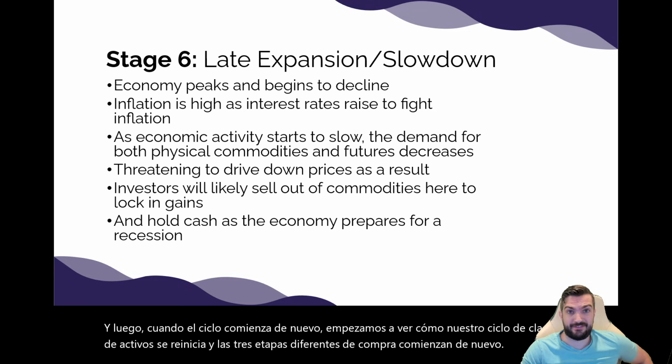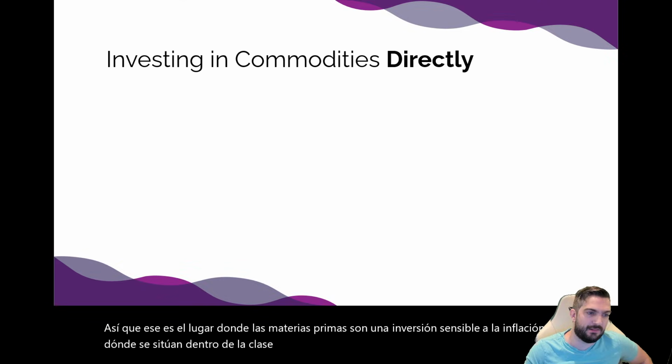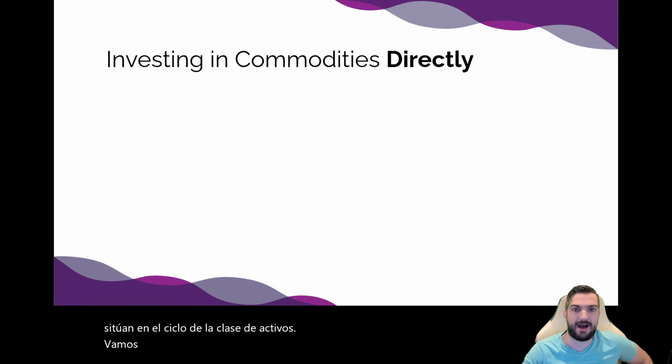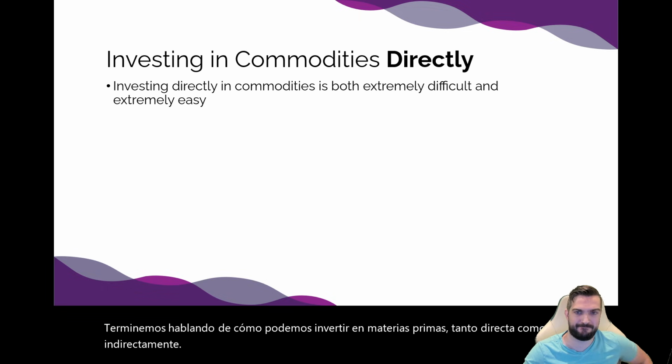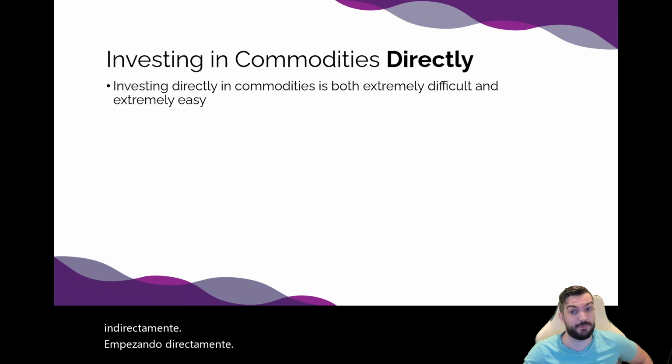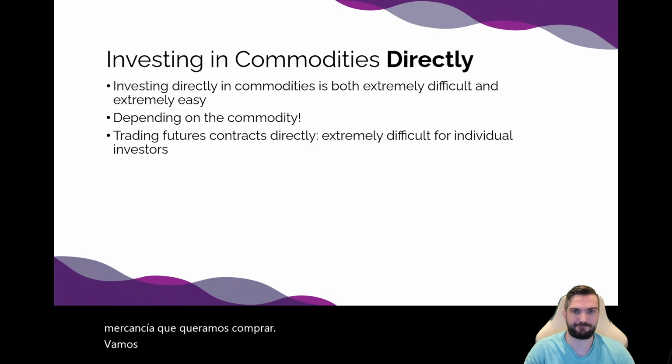So that is the place that commodities have as an inflation-sensitive investment and where they are in the asset class cycle. Let's wrap things up by talking about how we can invest in commodities both directly and indirectly. Starting off with directly. This can either be extremely difficult or extremely easy, depending on what type of commodity we want to buy.